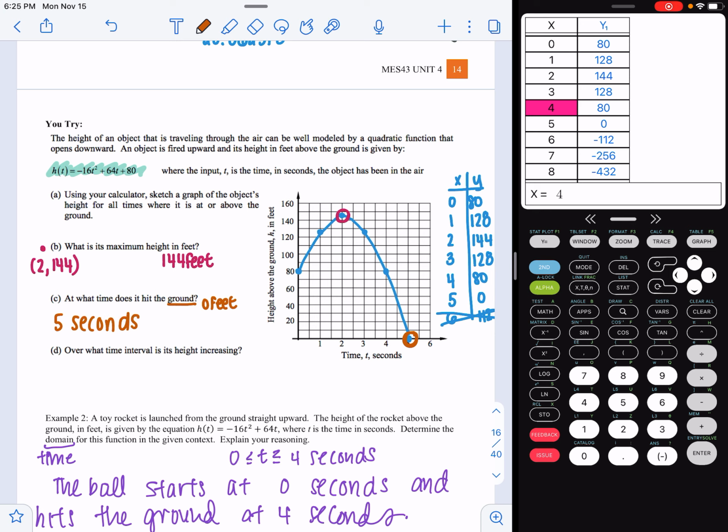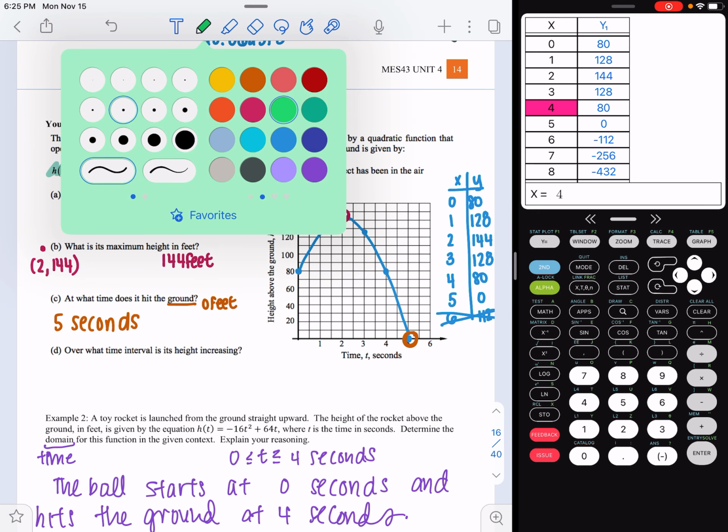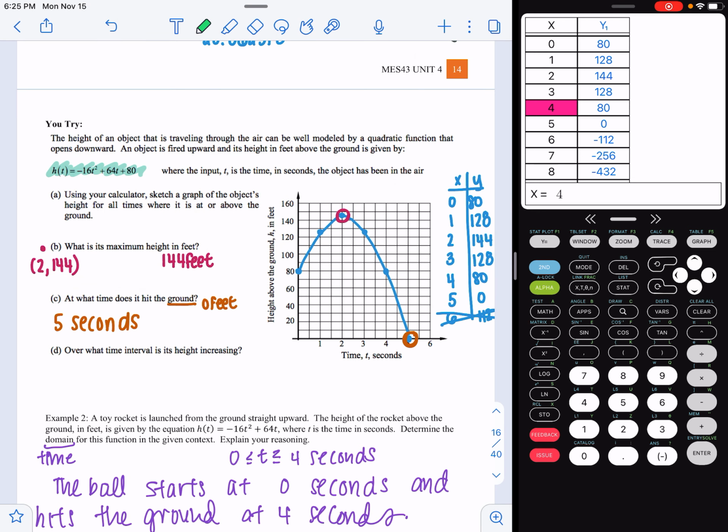And last but not least, over what time interval is its height increasing? So we're talking about increasing. Let's first label it on our graph. Our height is increasing over here. Okay, and when they ask you over what time interval, well, that's between 0 and 2 seconds.